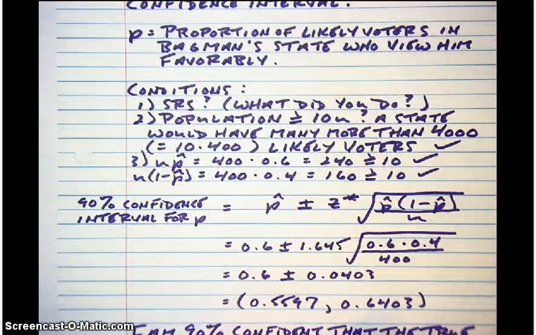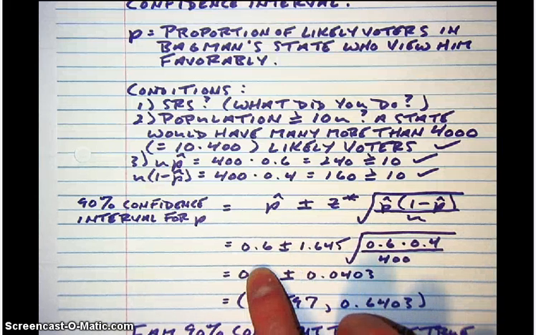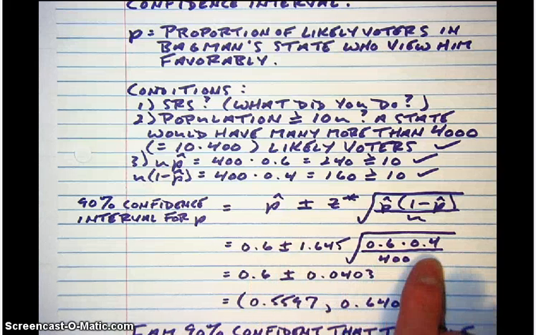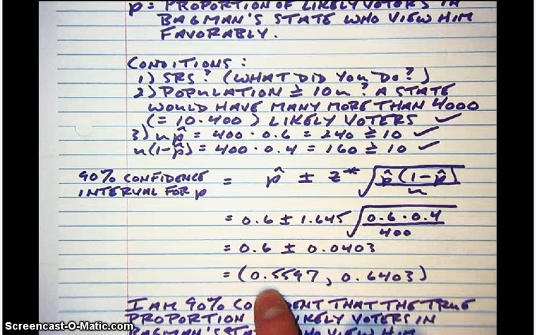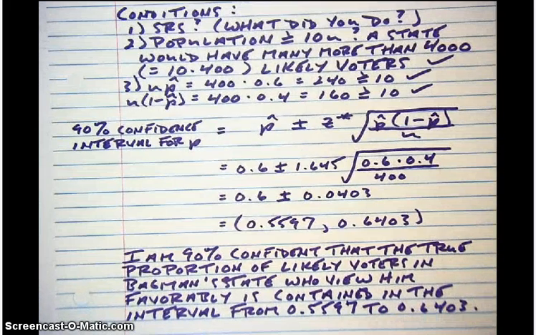The confidence interval, again, write your formula. Show your plugins. We're going to use 0.6, which is 240 out of 400, for p hat, and 1 minus p hat would be 0.4. And then after we plug everything in, we get this interval 0.5597 to 0.6403. And the conclusion is I am 90% confident that the true proportion of likely voters in Bagman's state who view him favorably is contained in the interval from 0.5597 to 0.6403.